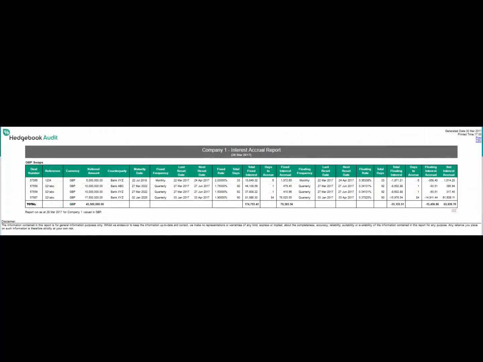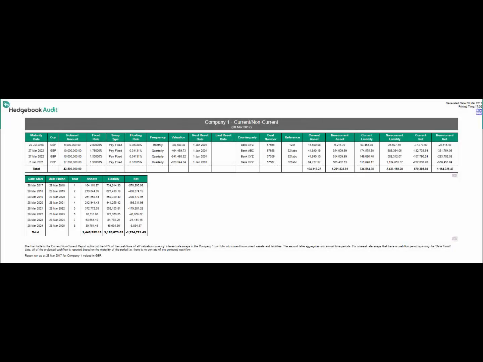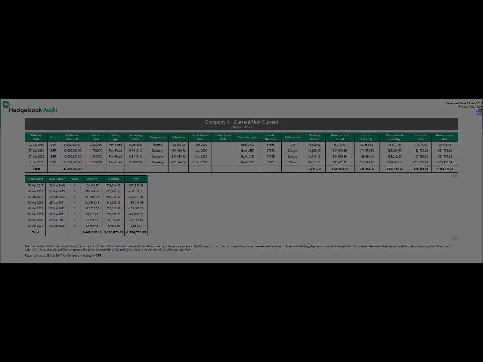The interest accrual report shows the interest that has accrued on interest rate swaps between the last rate set date and the valuation date. The current non-current report splits interest rate swap cash flows into current and non-current assets and liabilities.